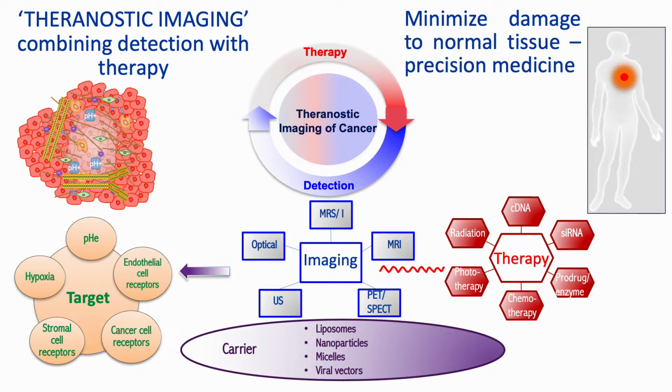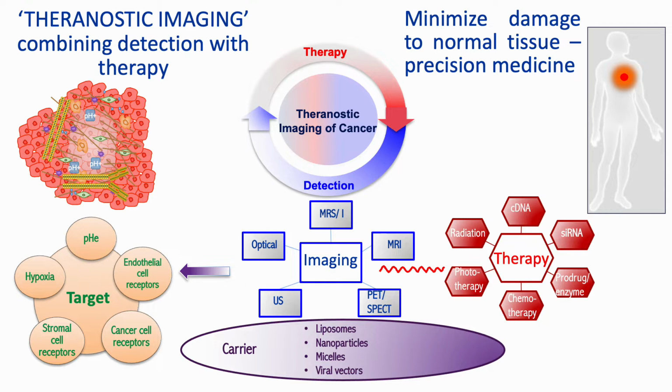Theranostics, or theranostic imaging, is a term that is used to describe a combination of therapy and diagnostics, and the whole purpose of such a strategy is to minimize damage to normal tissue to achieve precision medicine. And especially in cancer, where there is so much collateral damage to normal tissue, this becomes really important and provides hope for precision cancer medicine.